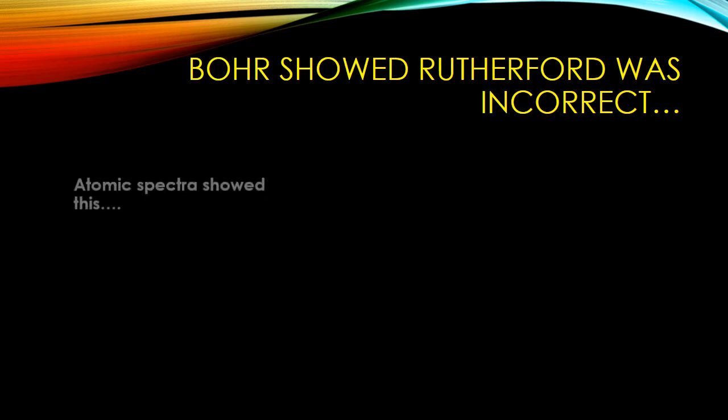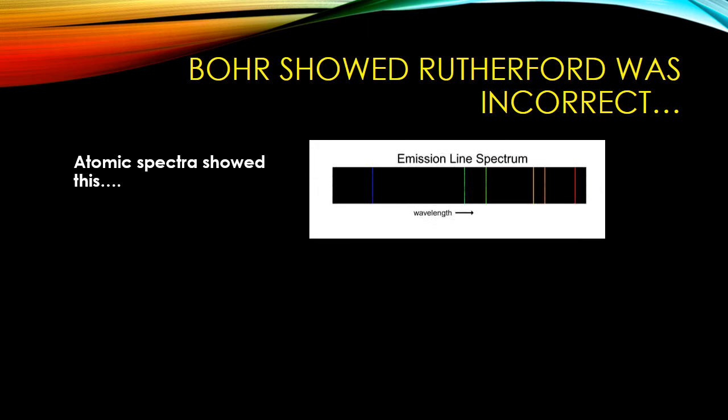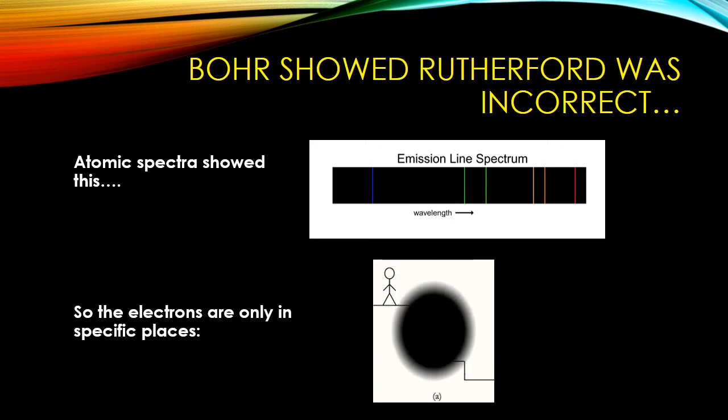Bohr showed Rutherford was incorrect because the atomic spectrum is discrete, it's specific, no matter what metal you put in the flames, or what atom for that matter. We could do this with neon. I used metals in the class, but you could use neon or anything, and you get specific spectrums that look just like this. By the way, this is one of the ways we find out what the stars are made out of, by looking at their emission line spectrum. Think of this like a fingerprint. Everybody is unique. But what this showed, and this is huge, is that the electrons are found in specific energy levels.